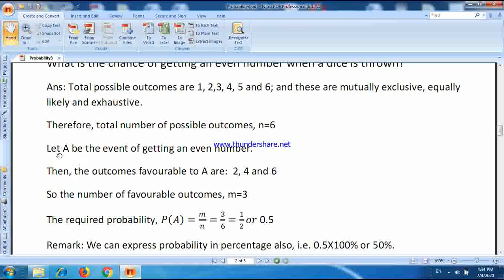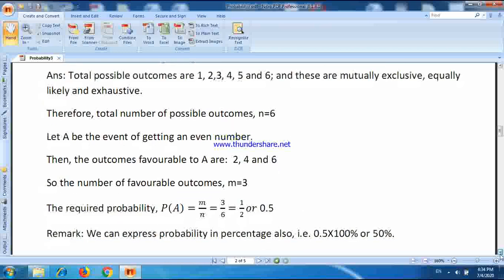Now I declare an event A. Let A be the event of getting an even number. Now, how many outcomes are favorable to A? Out of these 6 possibilities, only 3 are favorable to A, namely 2, 4, and 6. So the number of favorable outcomes, m equals 3.